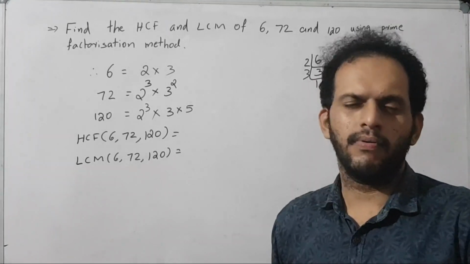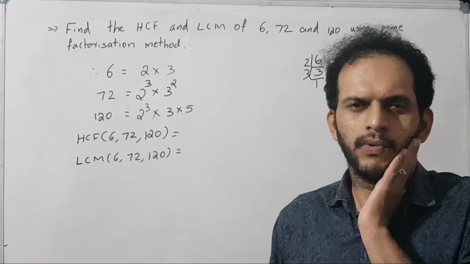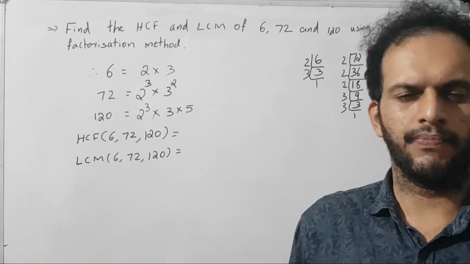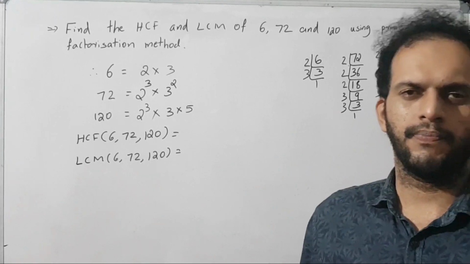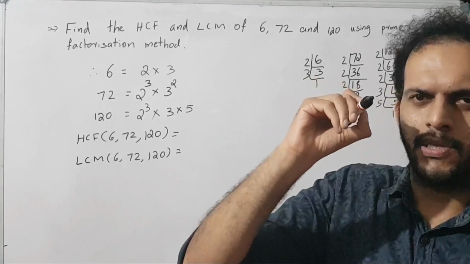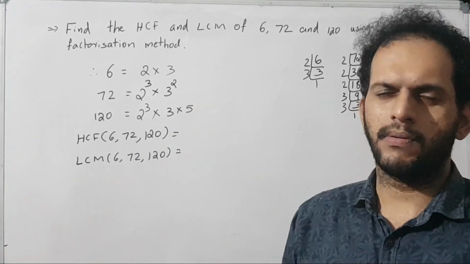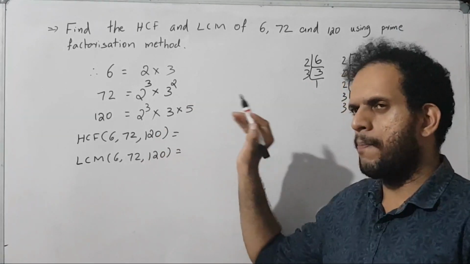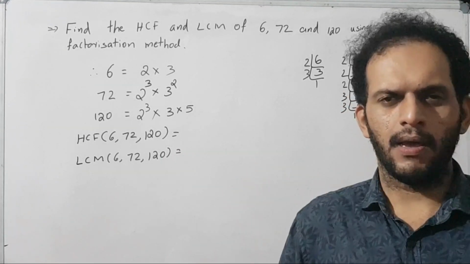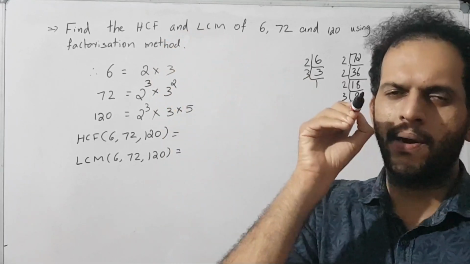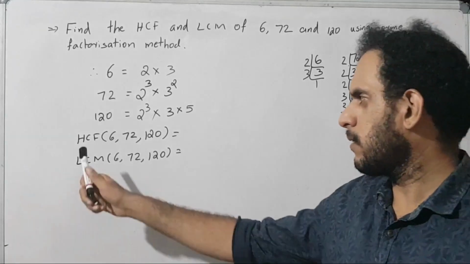LCM and HCF: first we find the HCF. Okay, then what is the idea of HCF? We know that the HCF is the product of the smallest powers of each common prime factor in the numbers, in the prime factorization.